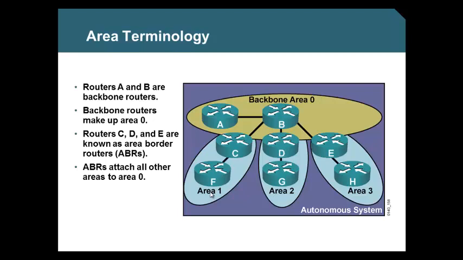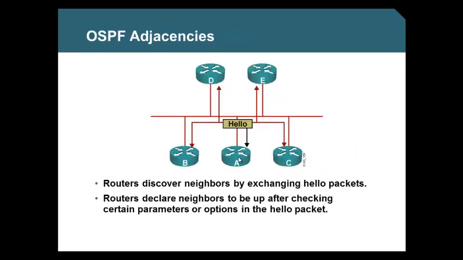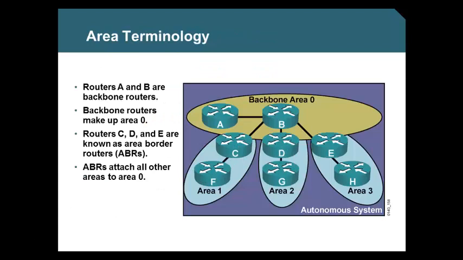Router B and A are backbone routers because they are within area 0. See, all the links of B router are completely in area 0. These links are not in area 1, 2, or 3. They are in area 0. This is area 0. This is area 0. This is area 0. So obviously it is not an ABR. It is backbone.